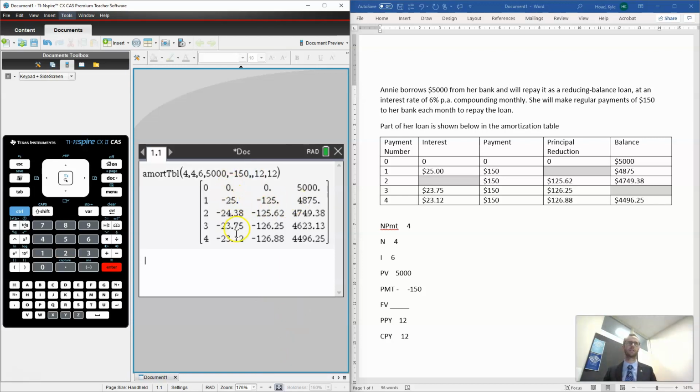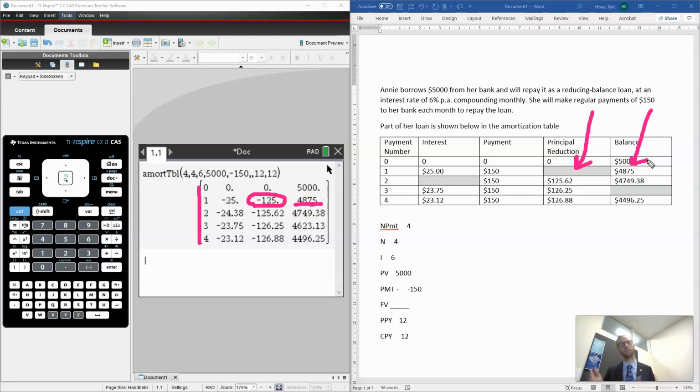And you can see here on my table, I've got 0, 1, 2, 3, 4. Negative 25, so $25. So there's my interest, $25. It doesn't list a payment. It's got principal reduction, $125. So that should go in there. And 4875 goes in there. If you've been given a partial table, it's easy to check if you've done it right because the numbers should be matching up for you.